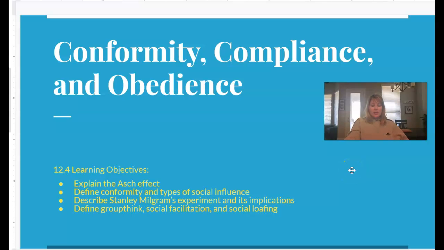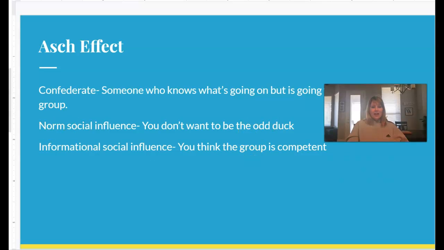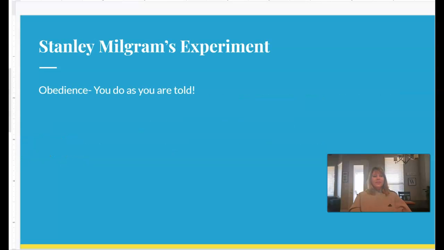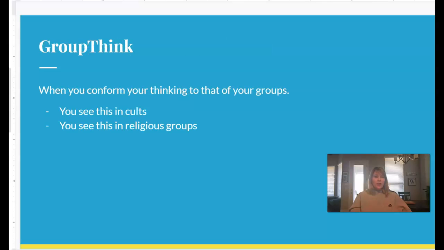Conformity, compliance, and obedience. The Asch effect. A confederate is someone who knows what's going on but is going to throw off the group. Normative social influence, you don't want to be the odd duck. Informational social influence, you think the group is competent. Stanley Milgram's experiment is obedience. You will do as you're told. Groupthink, when you conform your thinking to what the group thinks.